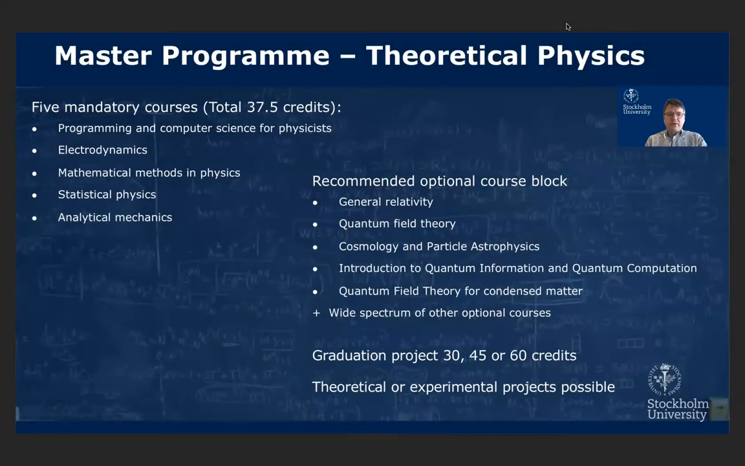Our second program is in theoretical physics. It consists of a block of 5 mandatory courses listed here. In addition to the mandatory part of the program, there is a second block of recommended courses given here. Finally, it is to be complemented with elective courses to be selected among a wide spectrum of subjects. The graduation project goes from 30 to 60 credits, and it can be carried out in either an experimental or a theoretical research group.